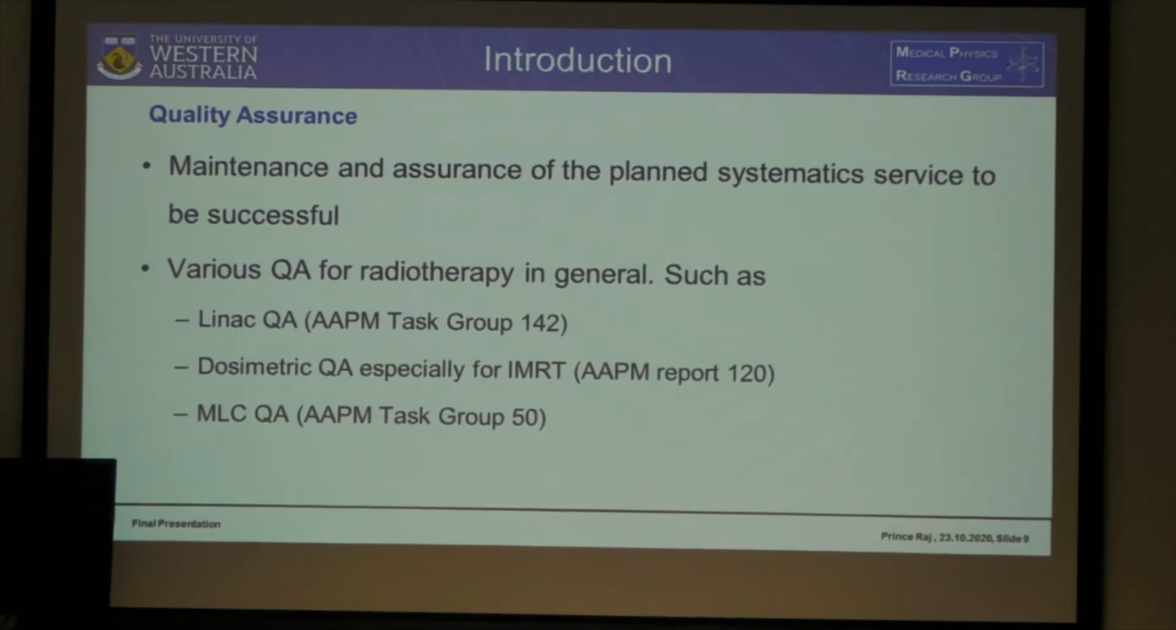Maintenance assurance of the plant, so quality assurance is part of all these treatments, just to make sure everything goes well. That's just a basic summary of the definition of quality assurance: maintenance assurance of the plant, a systematic service to be successful. There are various QA processes in radiotherapy, such as LINAC QA and dosimetric QA. For every specific part of the treatment, there is a QA process, which is suggested by international organizations such as AAPM.